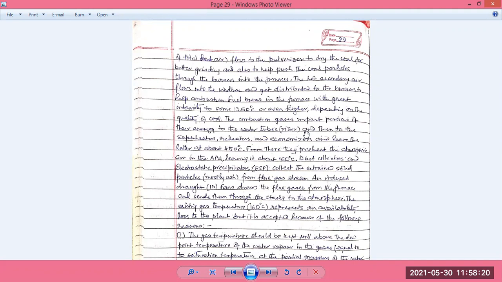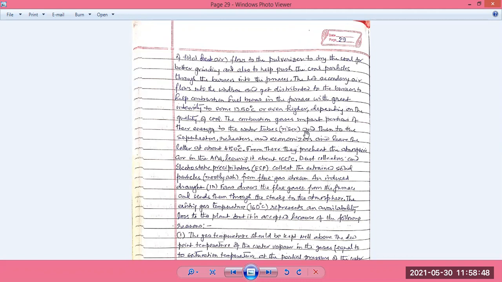Next, they preheat the atmospheric air again in the APH, the air preheaters. So after passing through so many stages, we come back to the preheater, which again preheats the air, and then the gas leaves at around 160 degrees centigrade. Then dust collectors and electrostatic precipitators collect solid particles, mostly ash, from the gas stream.